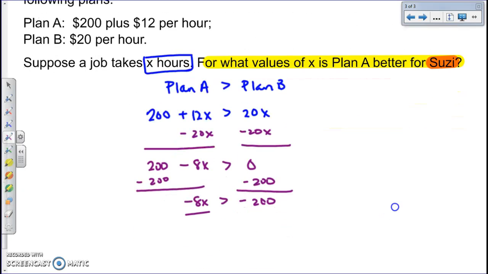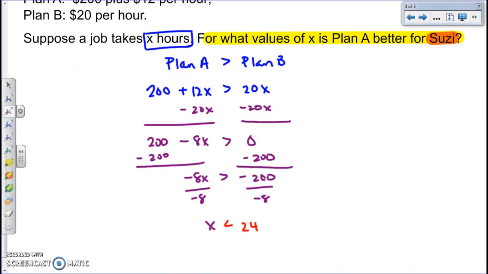To solve for x, you're going to divide both sides by this negative 8, which will cause you to do what? Flip your sign. So what is that going to be? 200 divided by 8 is 25. And so for a job that will take less than 25 hours, plan A would be better for Susie. So if it's less than 25 hours, Susie will make more money.